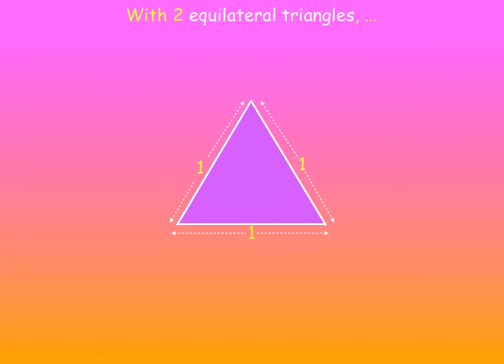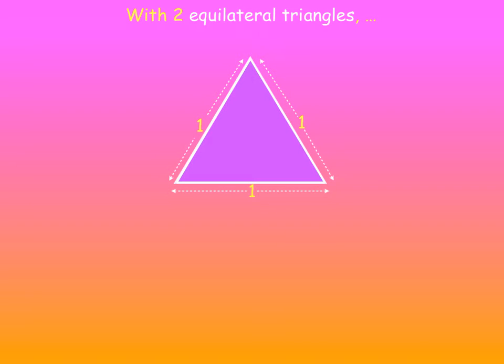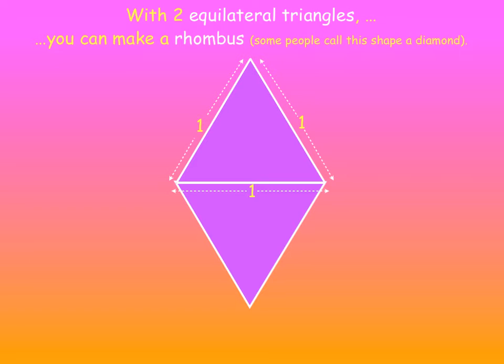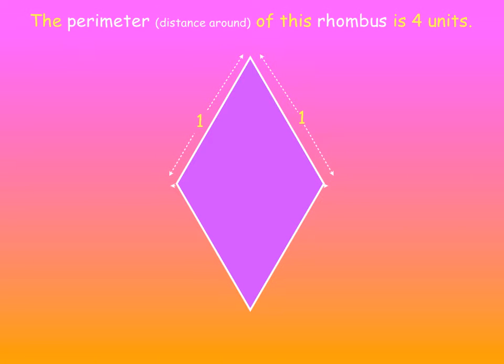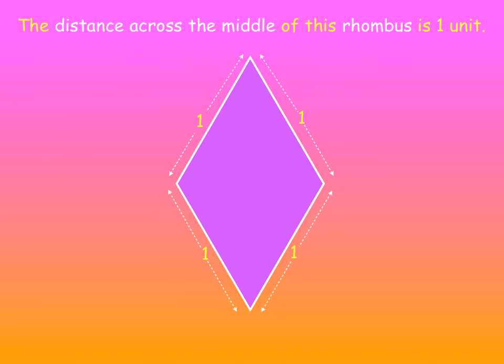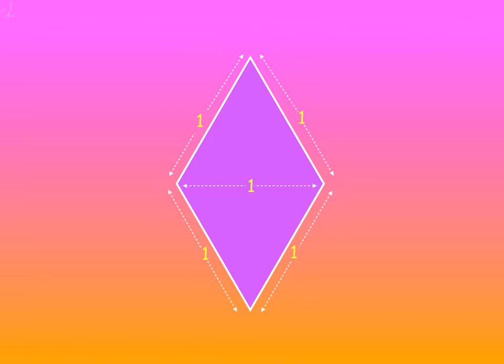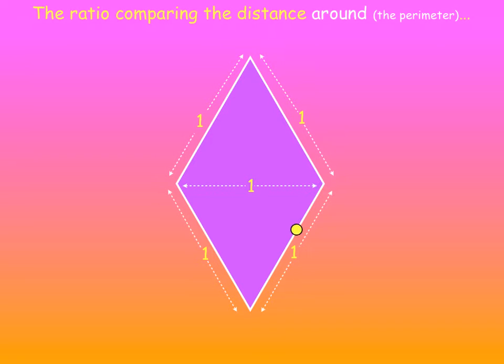With two equilateral triangles, here's another one, you can make a rhombus. Some people call this shape a diamond. The perimeter, that's the distance around, the perimeter of this rhombus is 4 units. The distance across the middle of this rhombus is 1 unit. The ratio comparing the distance around, that's the perimeter of course, comparing that to the distance across is 4 to 1.